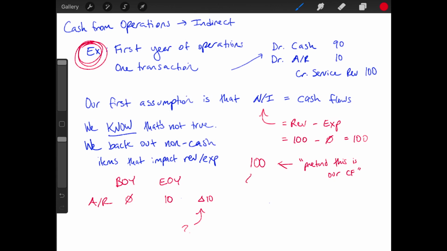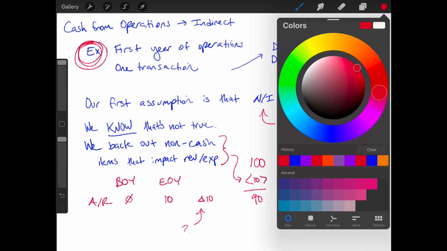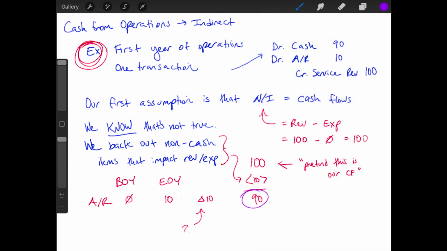So again, we're starting with that 100 and saying, let's pretend this is our cash flow, but we know the $10 increase in our accounts receivable meant that 10 of that wasn't actually received in cash, and so we're backing out that non-cash item that's impacting our revenue and expenses to solve for a $90 cash flow. And you'll notice that this 90 matches the debit to cash for 90 that was in that single transaction over the year.